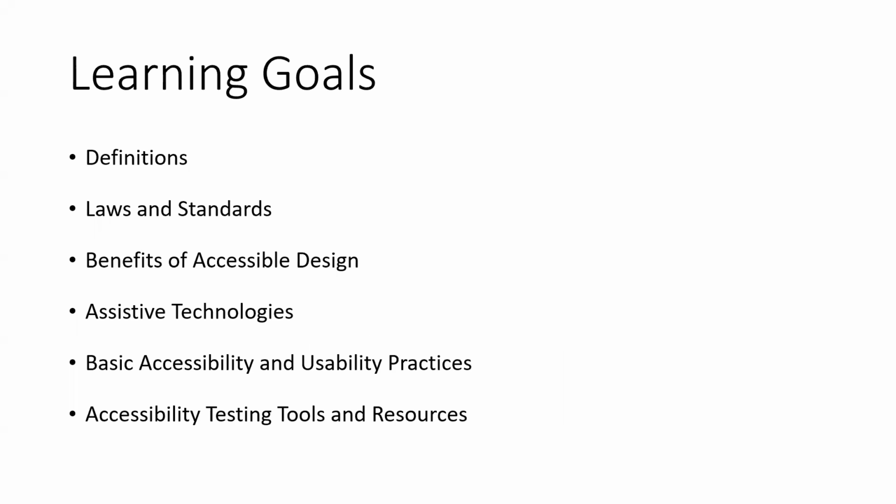By the end of this presentation, you'll have a basic understanding of some definitions that will provide some context for making your website accessible. You'll know a few of the laws and guidelines that guide accessibility best practices and gain an understanding of the benefits of accessible design and why it's important. You will learn more about assistive technologies and how they interact with a website, and basic accessibility and usability practices that may be familiar or new depending on where you are in your own web content journey. And finally, I'll introduce some accessibility testing tools and resources that can help you on your own to measure the accessible nature of your website.